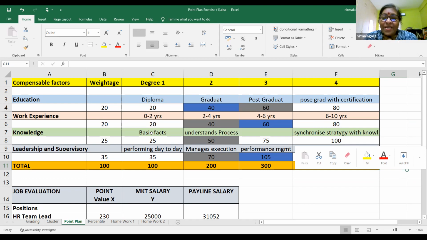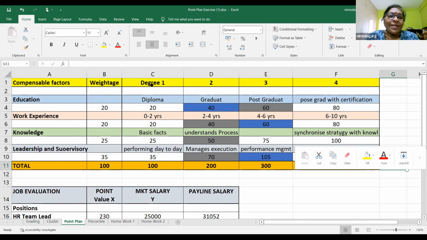I showed you very clearly and all of you understood. How do you do that? Now this is a 400 point plan. So how do you do the populating of the point plan? You have to simply multiply this weightage of 20. This is a linear model. So 20 into 1 is 20, 20 into 2 is 40, 20 into 3 is 60 and 80.